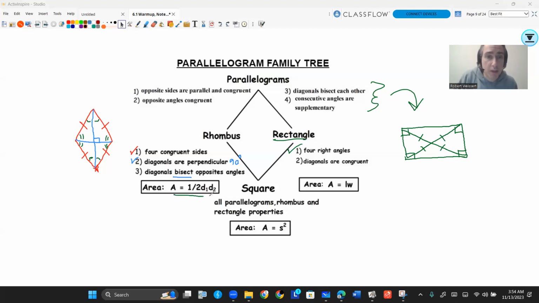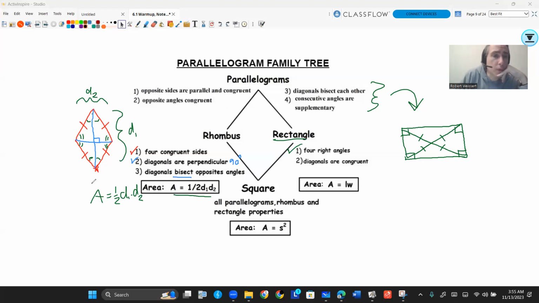And one thing you'll know about the area of a rhombus is it's going to be 1/2 the two diagonals multiplied together. So if you multiply the diagonals together, diagonal 1, we'll call that D1, and we'll call this D2. Find those lengths, multiply them together, and divide by 2, and you'll get the whole area of the rhombus.